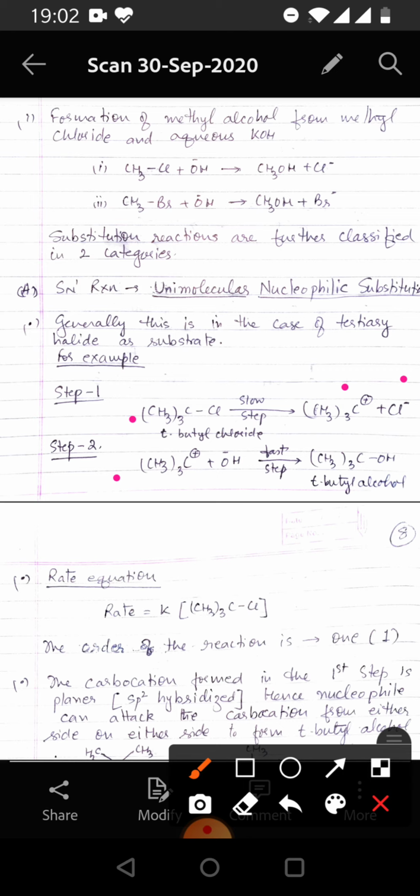Now, in the second step, this carbocation, which is formed in the first slow step, the rate determining step, reacts with hydroxide ion in a fast step, giving rise to (CH3)3COH, or tertiary butyl alcohol.